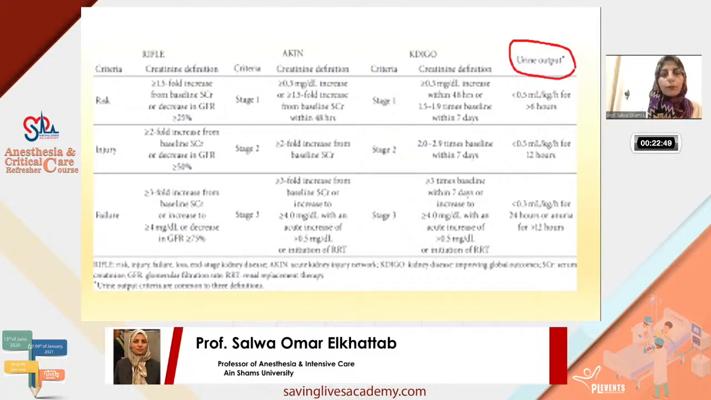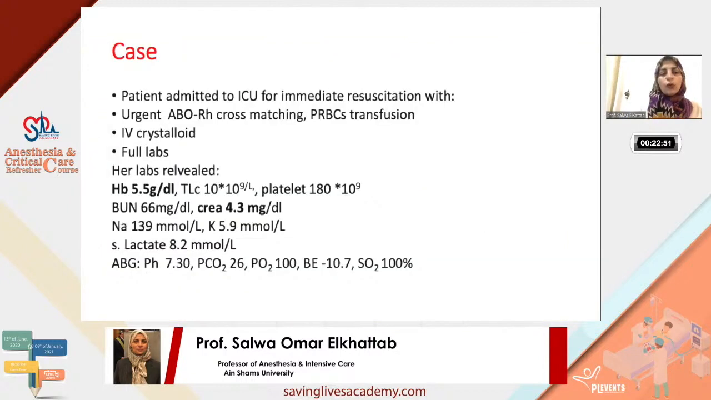Let us go back again to the same case. In this patient with serum creatinine 4.3 milligram per deciliter for the first time, before which she was normal, and urine output of 20 ml per hour for the last 3 hours, do you think this patient can be classified as acute kidney injury? By what criteria: RIFLE, Acute Kidney Injury Network, or Kidney Disease Improving Global Outcomes?